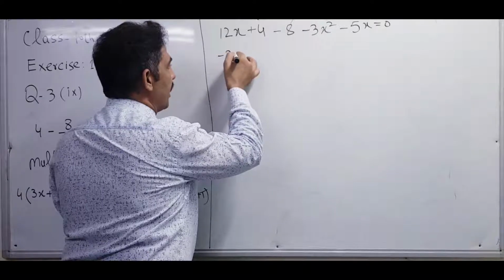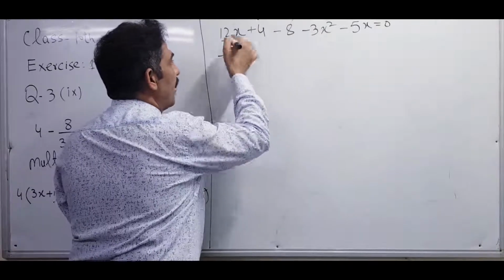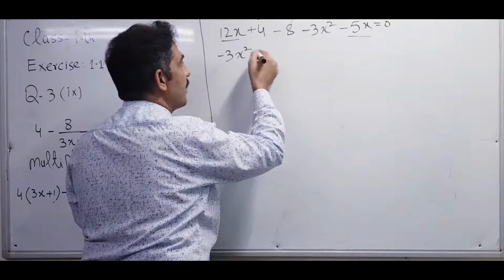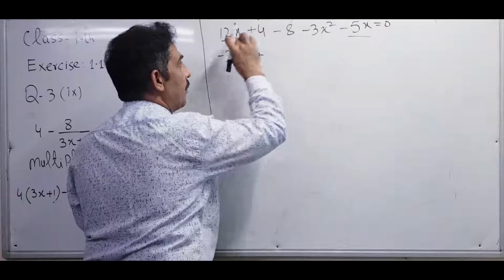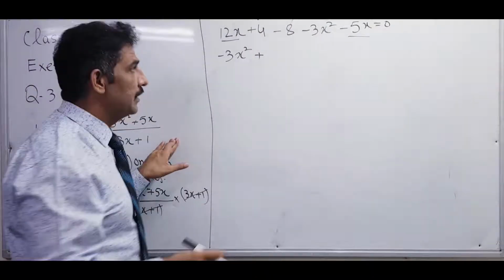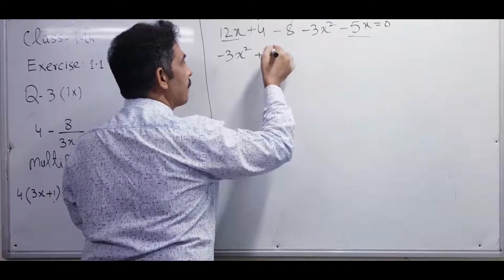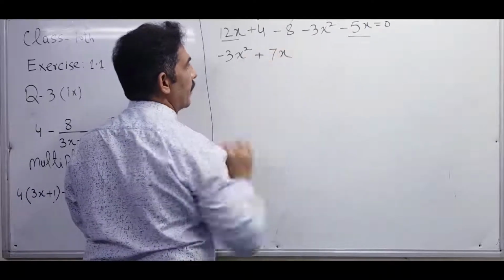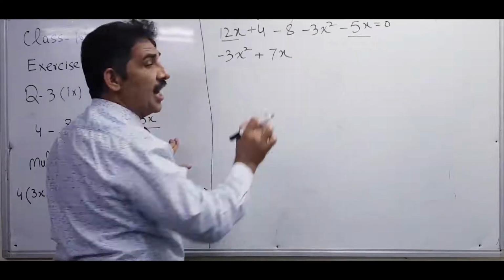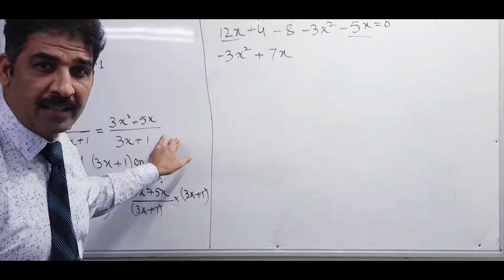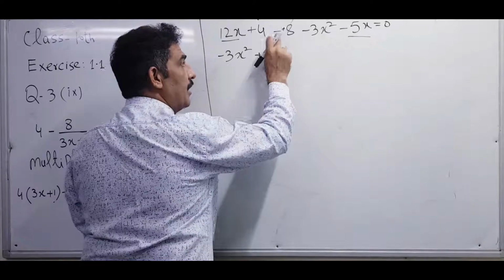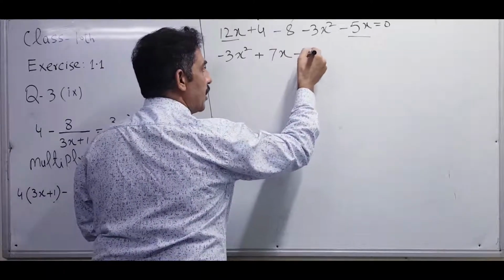Multiply by minus 1 will be the next step. First, minus 3x square, 12x minus 5x. What is remaining? Opposite signs, both are opposite signs. 12 minus 5, positive 7x, and plus 4 and minus 8, both are opposite signs. Which procedure do we have to apply? Subtraction. And the sign of the bigger number is negative, so we will write minus 4.